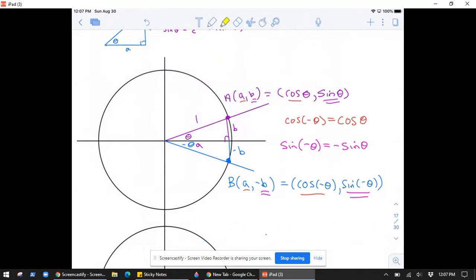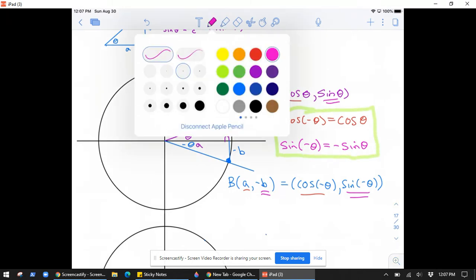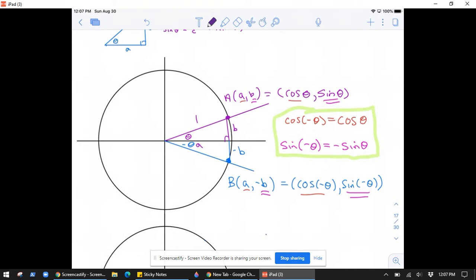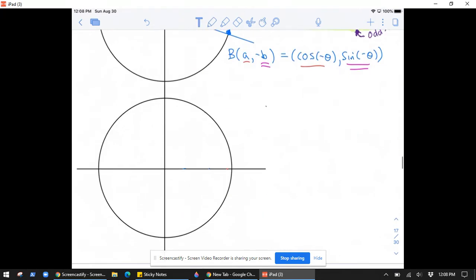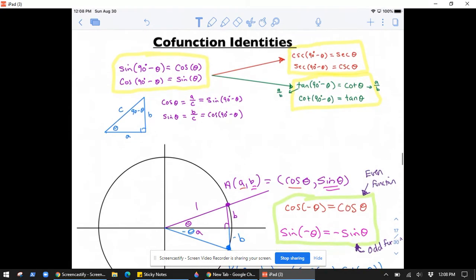These identities I'm going to circle in green. Those are important identities. Essentially what that says in terms of an algebraic definition is that cosine is an even function. In another video I can explain what that means, but just to throw in the jargon, this says that sine is an odd function. Those have definitions and graphical implications if you're thinking of graphs. But in any case, I'm going to use those identities down here. So let's look at the cofunction identity here, sine of 90 minus theta, cosine of 90 minus theta.